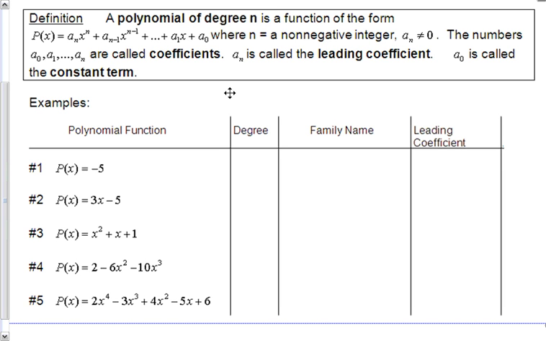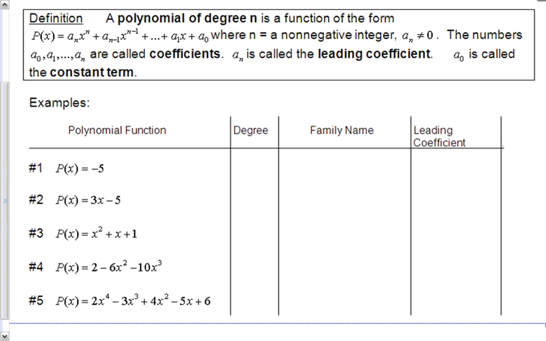Alright, in this lesson we're going to take a look at polynomials, roots of polynomials, and things that we can factor, and we can take a look at the properties that they contain. Okay. First of all, we've got to talk about polynomials. A polynomial of degree n is a function of the form p of x equals a sub n x to the n plus a sub n minus 1 x to the n minus 1 plus dot dot dot plus a1 x plus a0. n is equal to a non-negative integer, and a n does not equal 0.